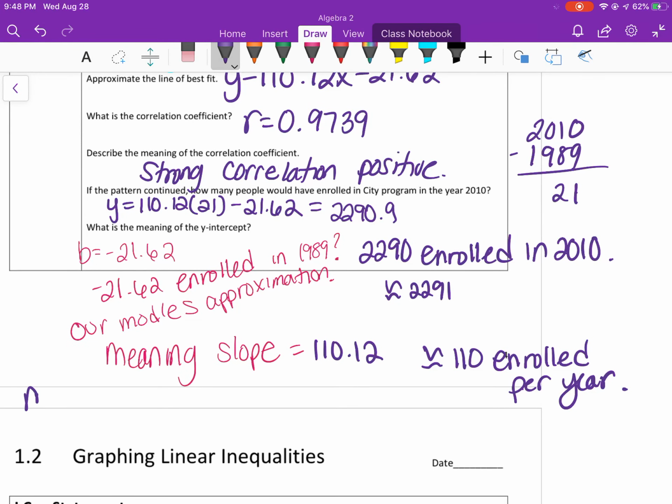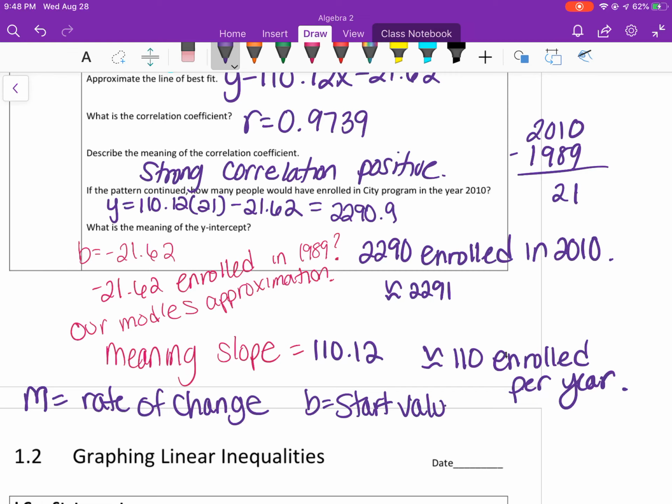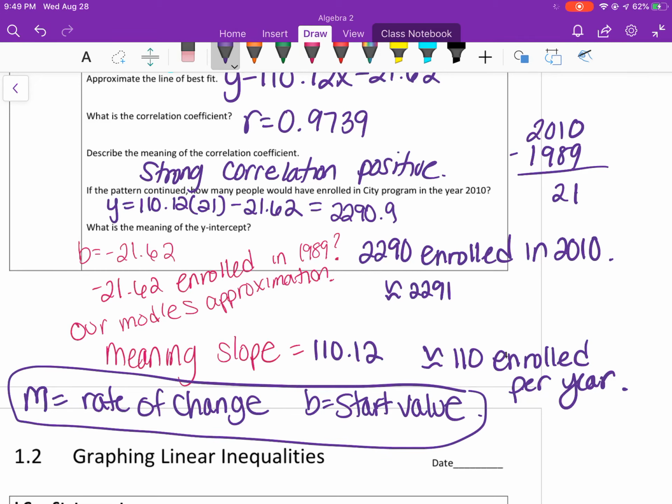So really, when you're looking for slope, you're looking at the rate of change. How much is it changing? And when you're looking at y-intercept, that's your starting value. So those are just to sum up how you would describe the rate of change and the starting value.